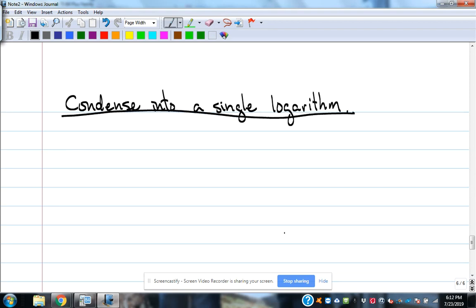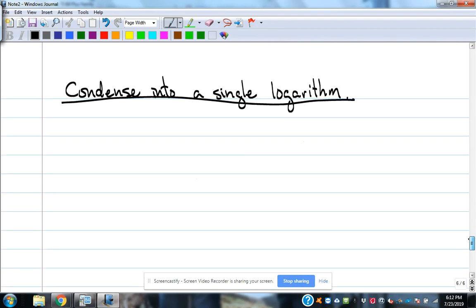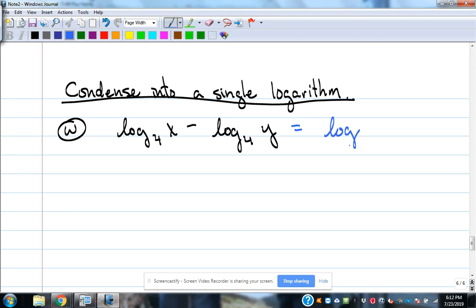All right, so we'll start semi-easy. Log base 4 of x minus log base 4 of y. Real simple. It's a subtraction problem, so we know it turns into a division problem. Log base 4, front divided by back, x over y. You condensed it into a single logarithm.